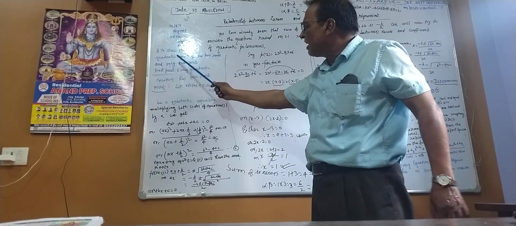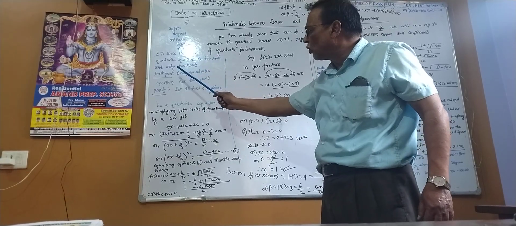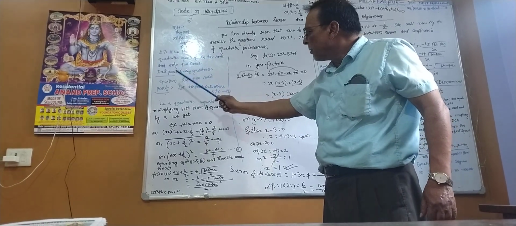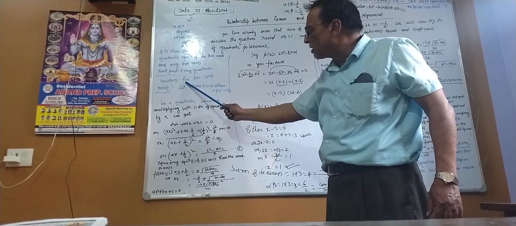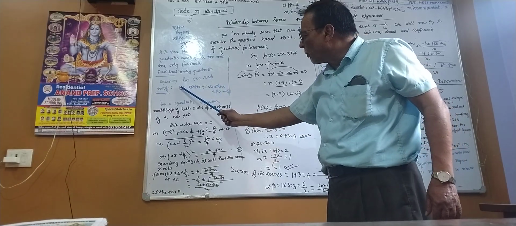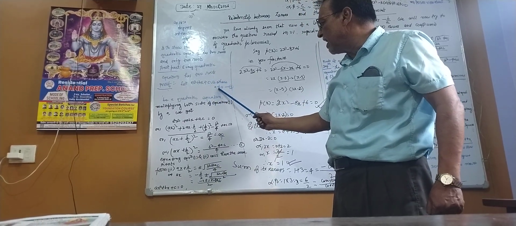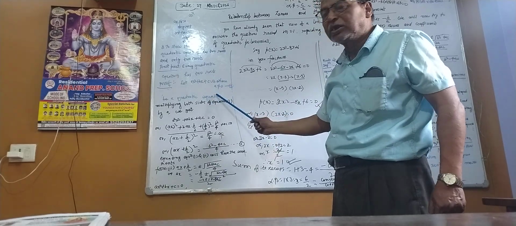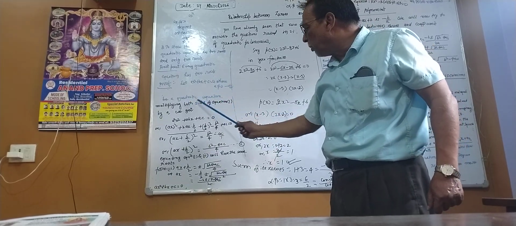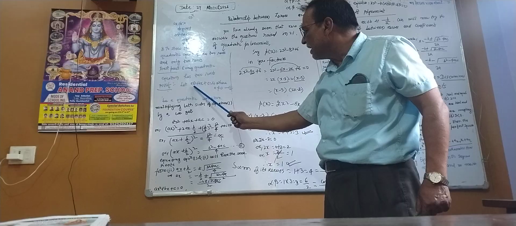It is so that every quadratic equation has two roots and only two roots. First part, every quadratic equation has two roots. Proof: let ax square plus bx plus c is equal to 0, where a is not equal to 0, be a quadratic equation. Multiplying both sides of the equation by a.